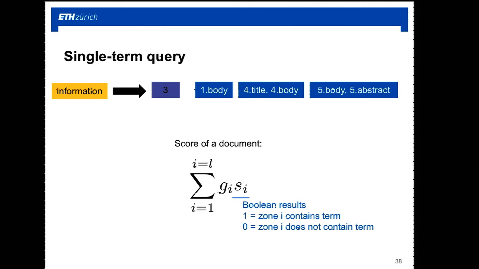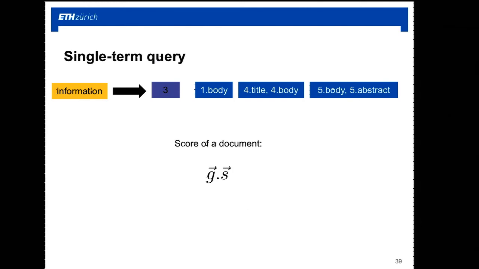So in essence, what this complicated formula is doing is just adding the weights for the zones in which the term appears. This is what it does. This is just a mathematical formulation of that. And if I'm preparing for later here, you may recognize some kind of scalar product in there. And that's not a coincidence, because we are actually going to come to that later. So this is the more compact form.